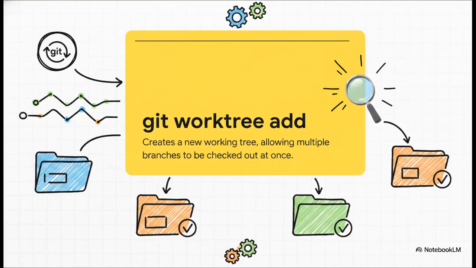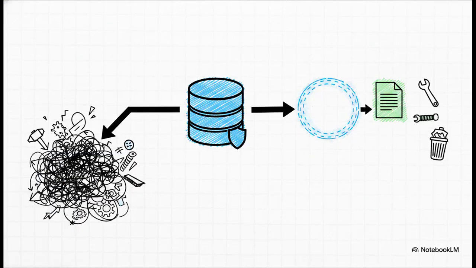So what if your workspace is in such total disarray that even stashing feels too risky for an emergency hotfix? This is where you bring out the heavy artillery, git worktree add. Instead of stashing, this absolute superpower associates a completely new working tree with your repository. It literally allows you to have multiple branches checked out simultaneously in entirely different folders. Basically, worktrees let you jump into parallel dimensions.